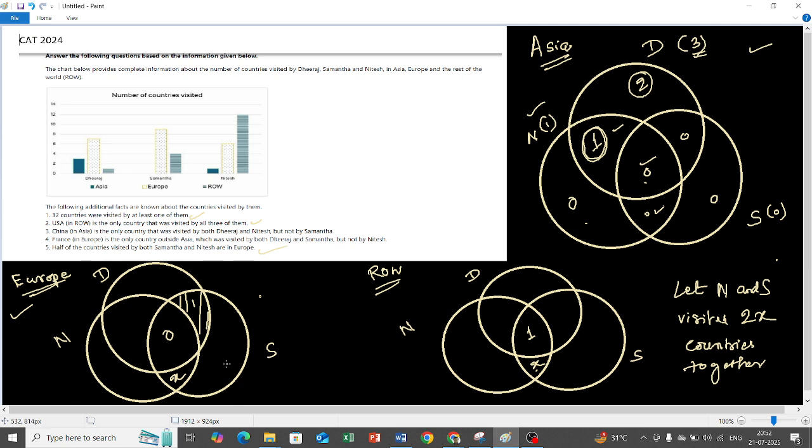Now let us put the other things. Okay. Now you see how many European countries Dheeraj visited. I can see it is 7. Right? How many European countries Samantha visited? I can see it is 9. How many by Nitesh? 6. Okay. What about this ROW?